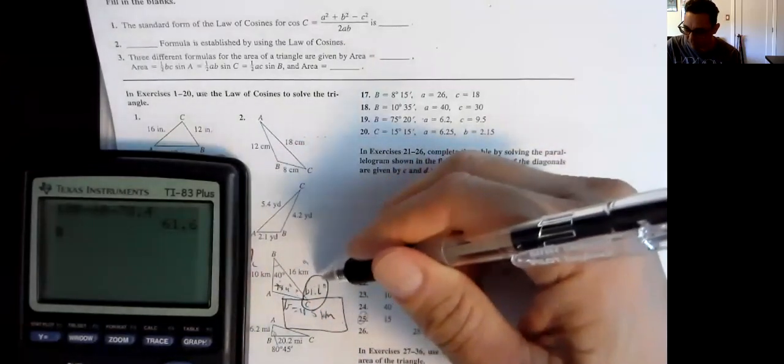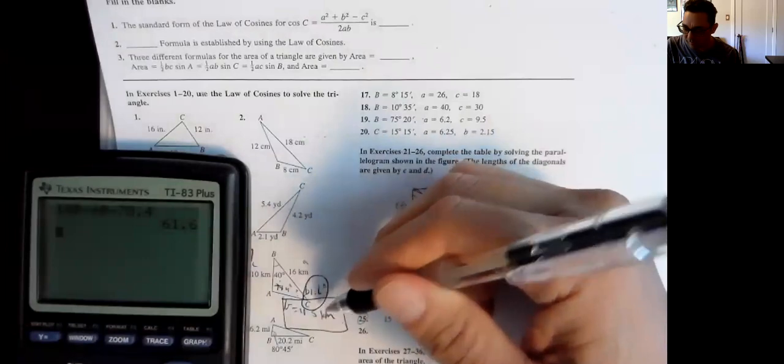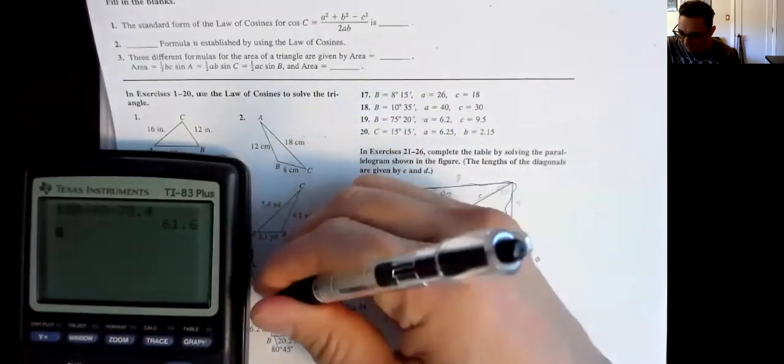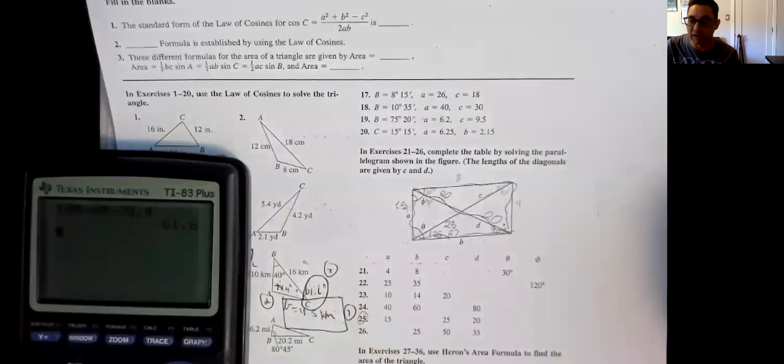Three parts were given to me, and I used the law of cosine first to get the opposite side. Then I used the law of sine second to get that. And then I used the sum of the angles of the triangle to get that one. So I had to mix and match a lot of different rules. That's going to be pretty typical for these.